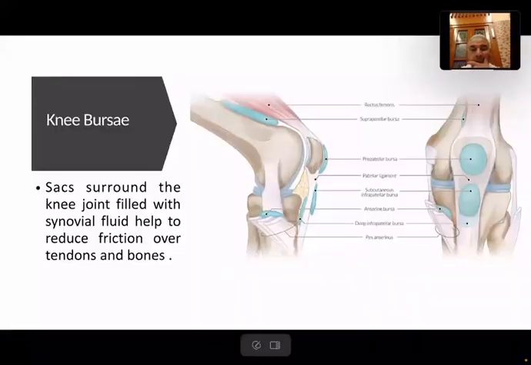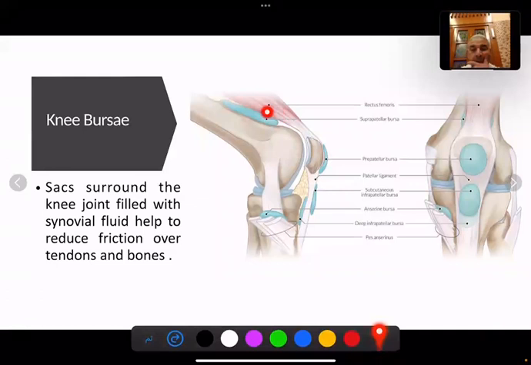Knee bursae. Sacs surrounding the knee joint, filled with synovial fluid, help to reduce friction over the tendons and bones. This is the suprapatellar bursa between the quadriceps tendon and femur, and this is the prepatellar bursa between the patella and the skin, and this is the infrapatellar bursa between the patellar tendon and tibia.